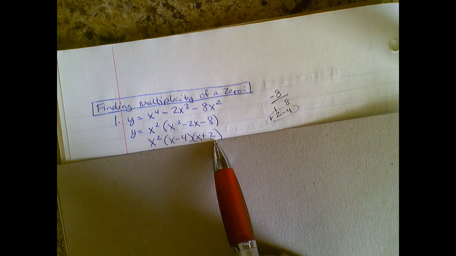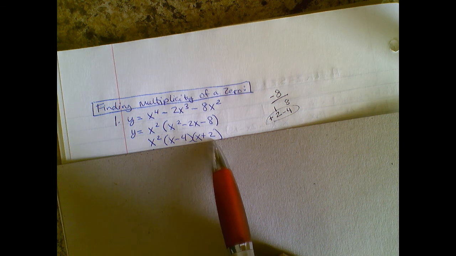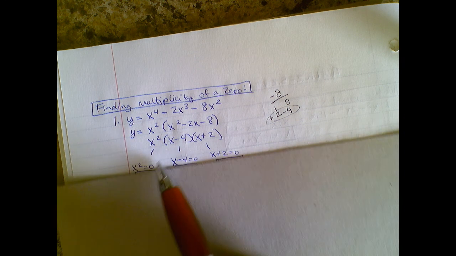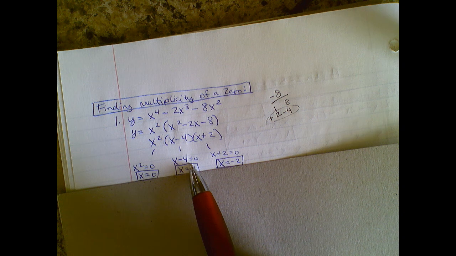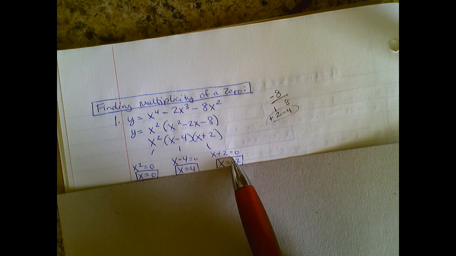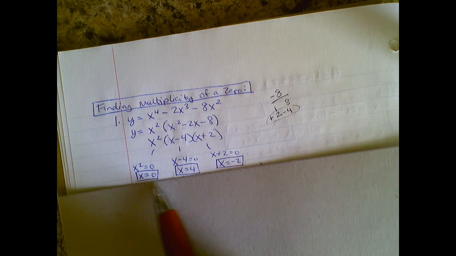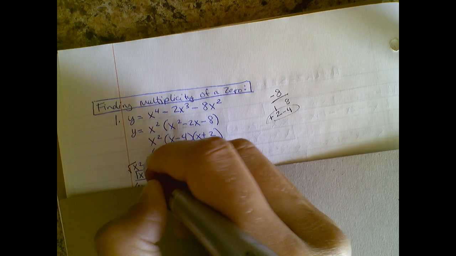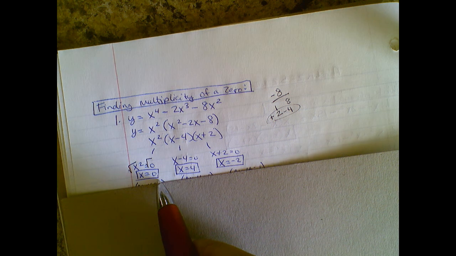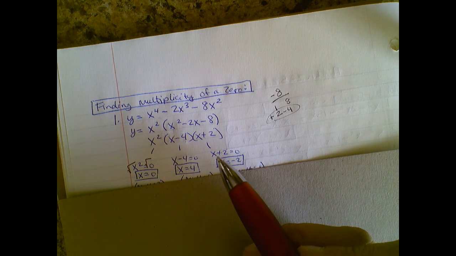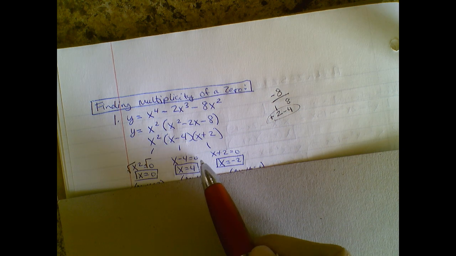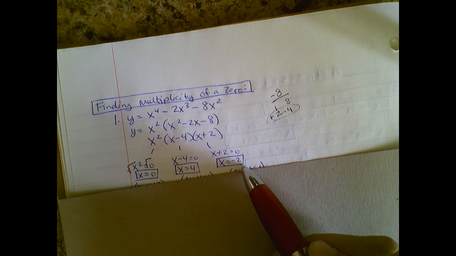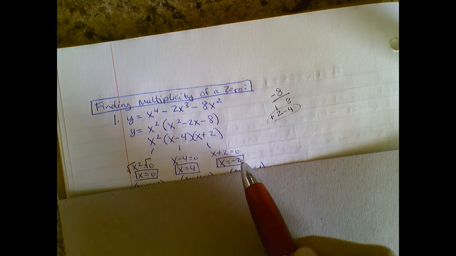Now from here we would need to find the zeros first. So again, we set each of these equal to 0 and solve for them. So we get x squared equals 0, x minus 4 equals 0, and x plus 2 equals 0. We solve and we get x equals 0. If we take the square root of both sides to undo that squared, we get x equals 0 because the square and the square root cancel out. We add 4, we get x equals 4. Then minus 2, we get x equals negative 2. So those would be our zeros.